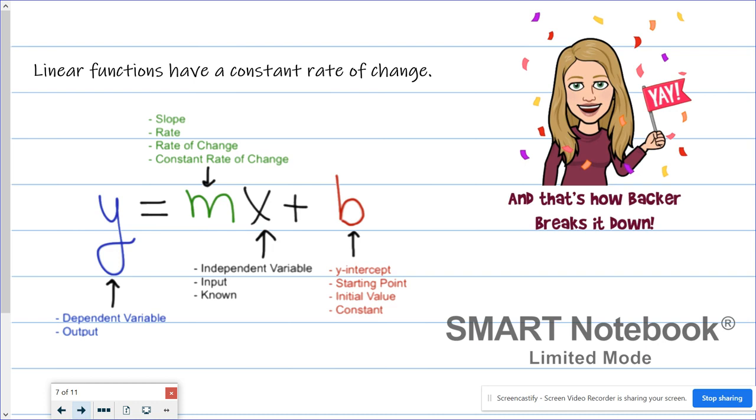So that's how we can identify and analyze a linear function with the general formula y equals mx plus b. M is representing that slope, or even better, that constant rate of change. B is representing, yes, the y-intercept, but I like to think of it as the initial value, or a value that is constant in the situation.